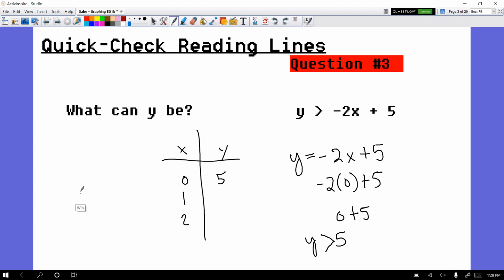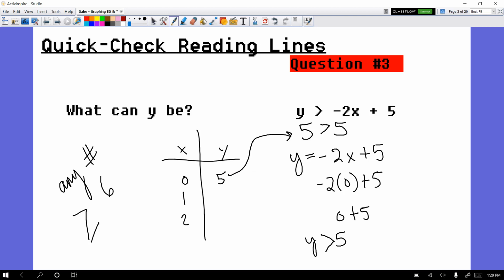So any number greater than or equal to 6. It could be 6, because 6 is greater than 5. So this is what I'm talking about whenever you input the x value of 0 and you output the y value. Now if we have this side equaling 5, and then we put a number in for y, 5. 5 is not greater than 5. Not a true statement. So what can y be? y can be any number larger than or equal to 6.